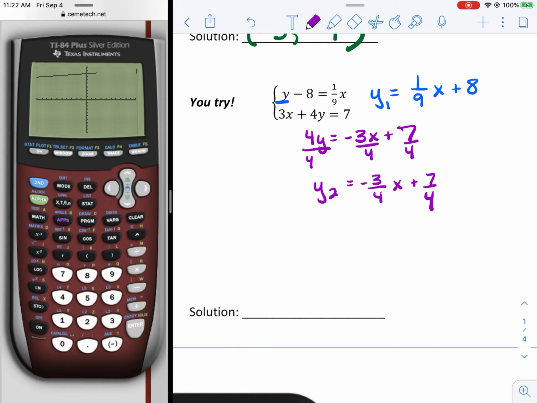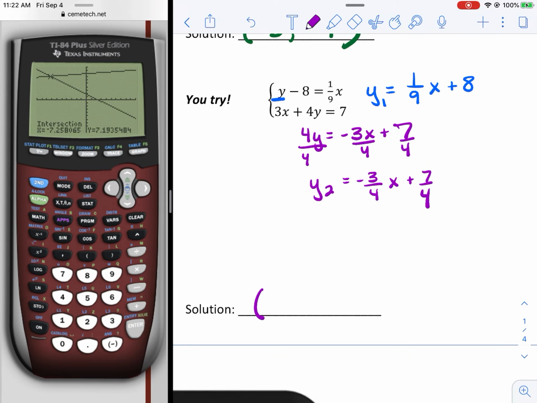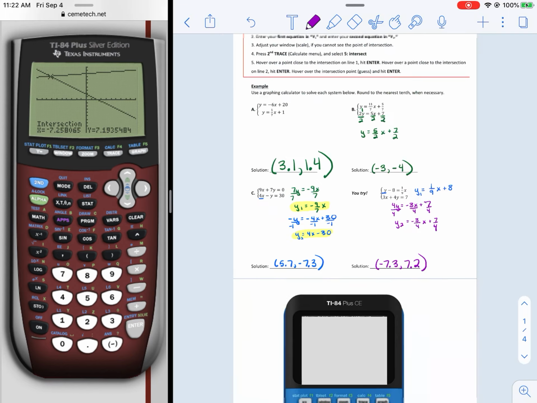I'm going to go to graph. There's my first line. There's my second line. So my intersection point is up in that left corner. So second, trace to the calculate menu. And then I'm going to move my cursor all the way over to the left, close to that intersection point. And then I'm going to hit enter 1, 2, 3 times. And I'm going to round to the nearest tenth. I get negative 7.3, comma, positive 7.2.